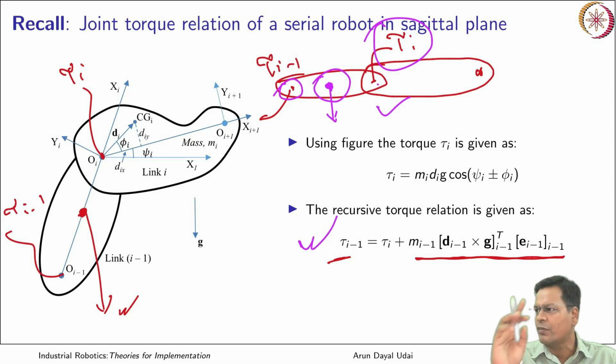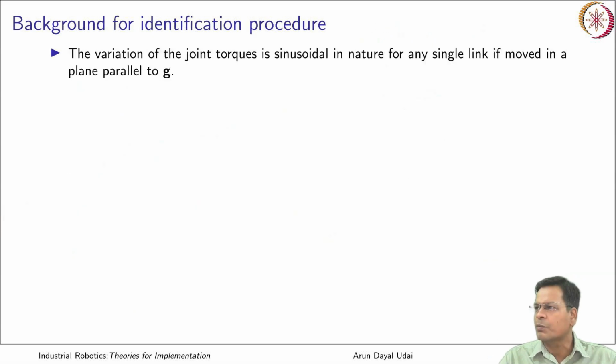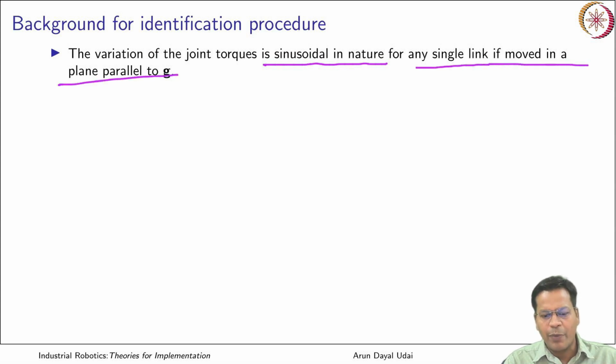So this is already covered earlier in our robot statics also. So these are the two fundamental things that you should just recall. Okay, so now let us move to how to do this identification procedure. So the variation of torques is sinusoidal in nature. You have seen just now for any single link if it is moved in a plane parallel to G. Okay, so this is what you have seen just now.